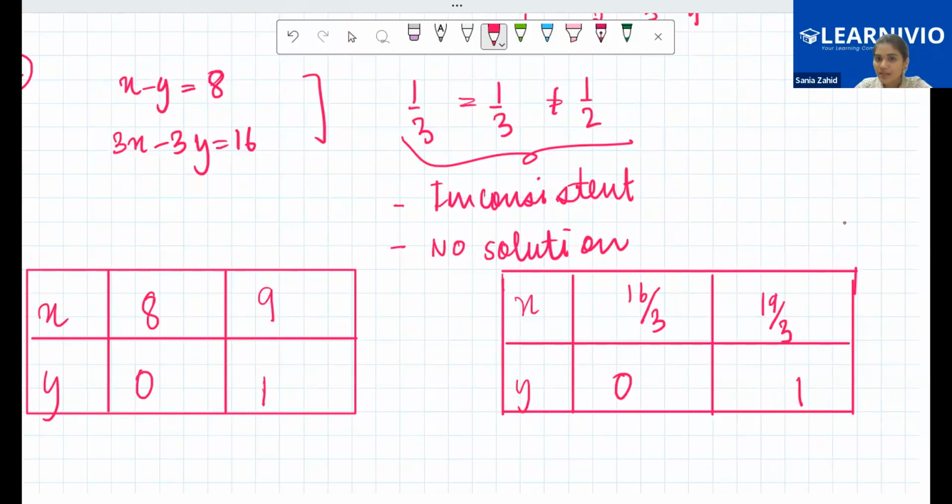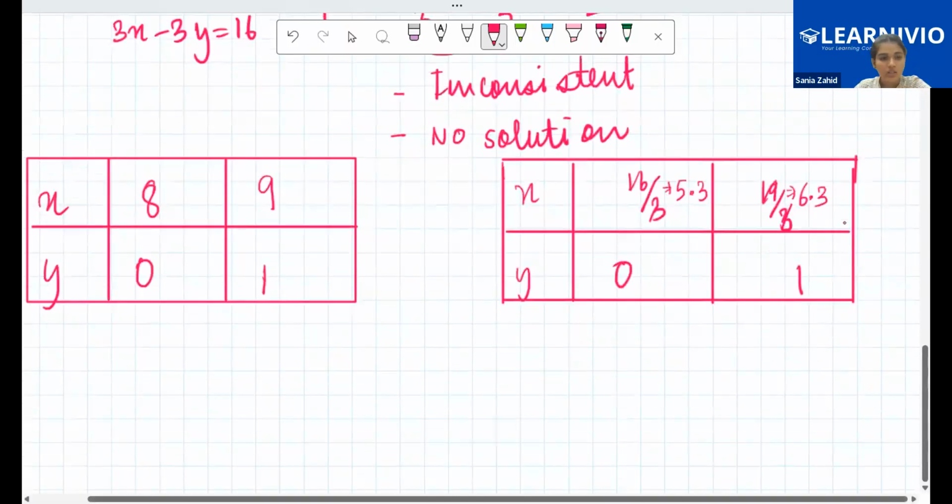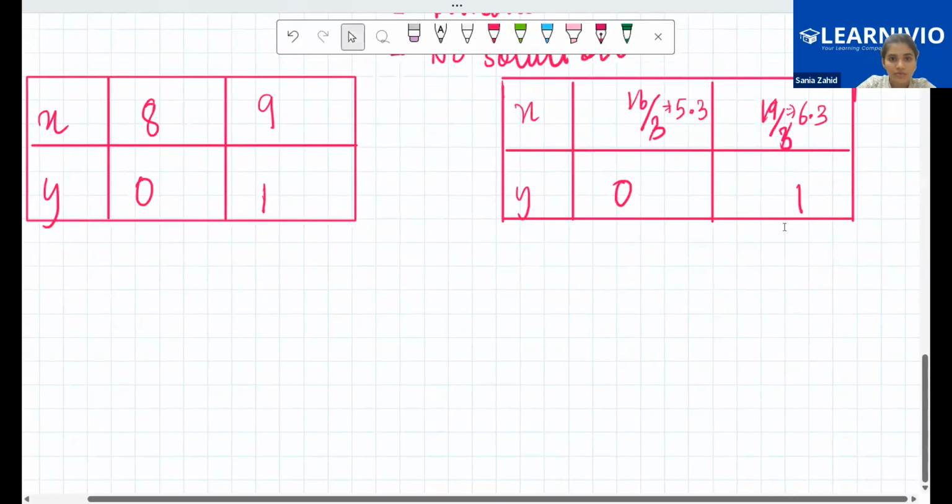Can I convert them into decimals and then plot? Yes. Okay, so I get 3 into 5 times is 15, then 3 into 3 times approximately 9, so 5.3. Then here I get 6.3. Okay, so let's now plot a graph.